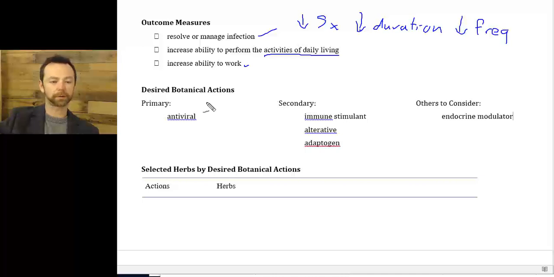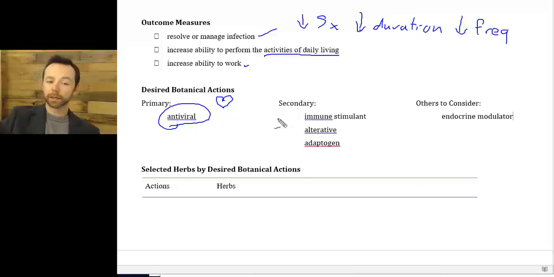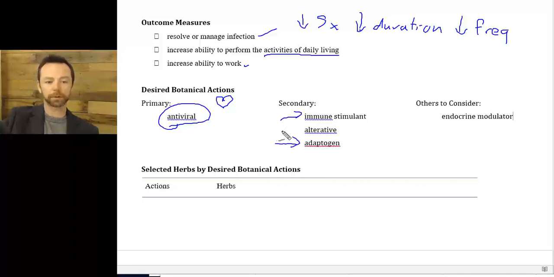So in any viral presentation, obviously antiviral is going to be a big action that we would use here, of course. Now here's where, like we've seen in a lot of places, your secondary actions are up to you and others to consider. Same thing. We're not really going to see too much in terms of others to consider here, but our secondary actions are: to what degree, in this case, do you use an immune stimulant, to what degree will you use an adaptogen, and to what degree will you use an alterative.